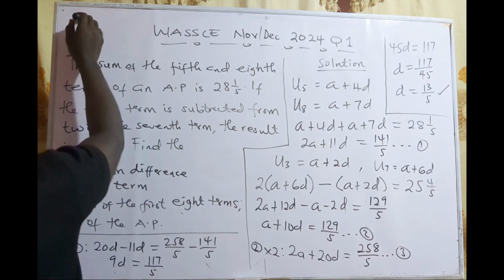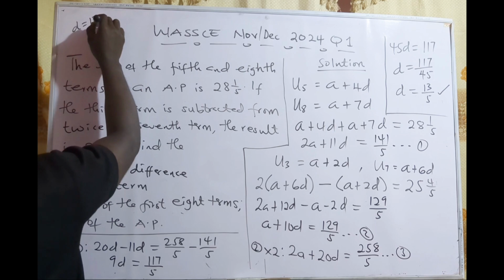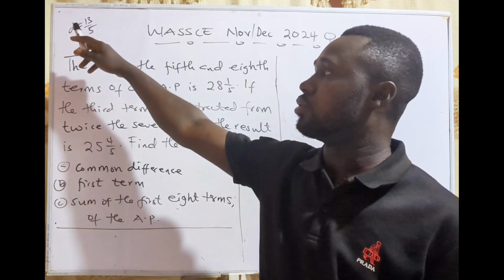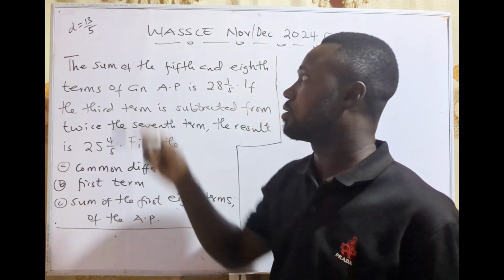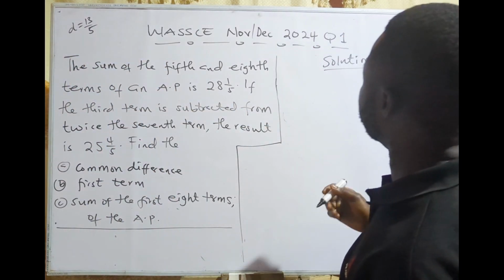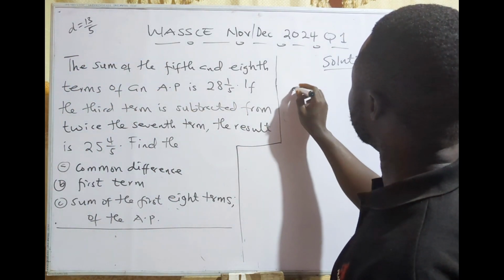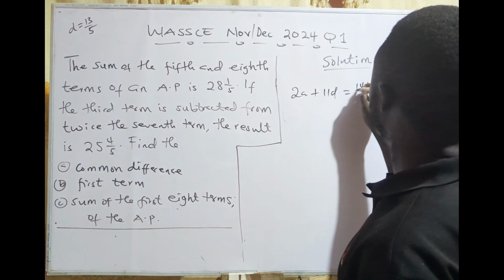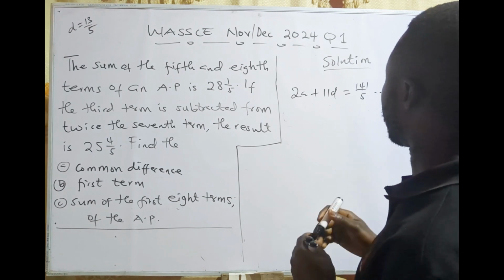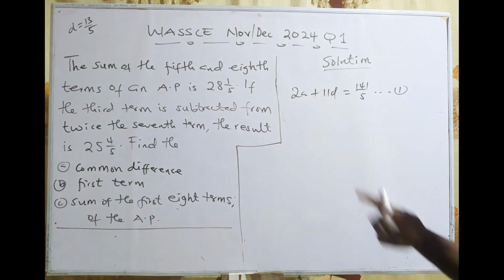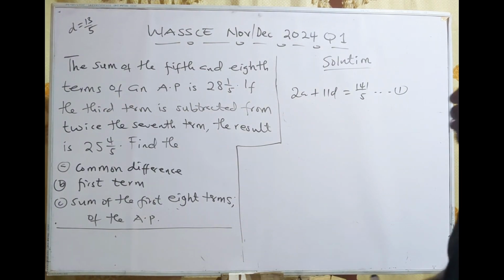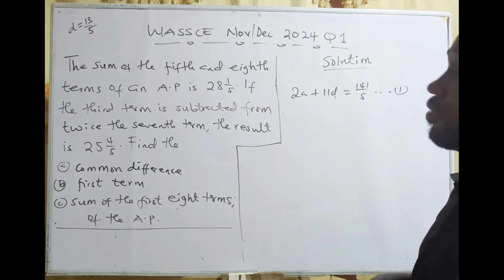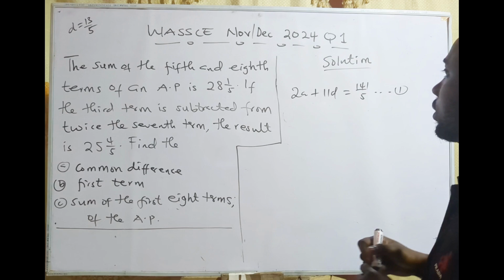So let's put our common difference here, because we will need it as we proceed. So our d is 13 on 5. And we know that equation 1 was 2a plus 11d equal to 141 on 5. You can go back to the video and record your equation 1. We have to also find the value of a, where a is the first term and d is the common difference.